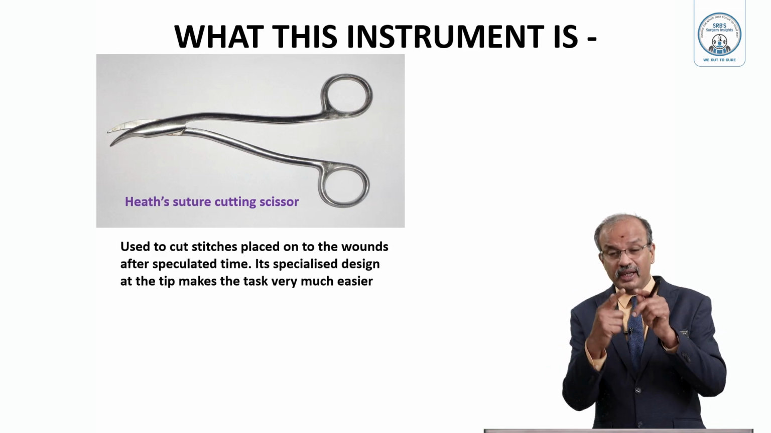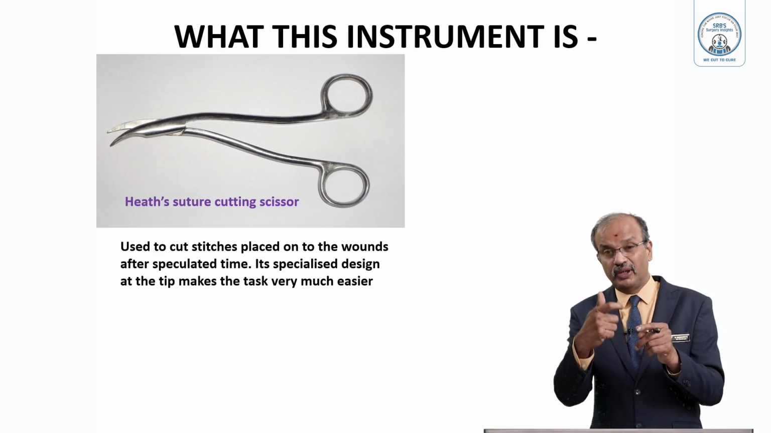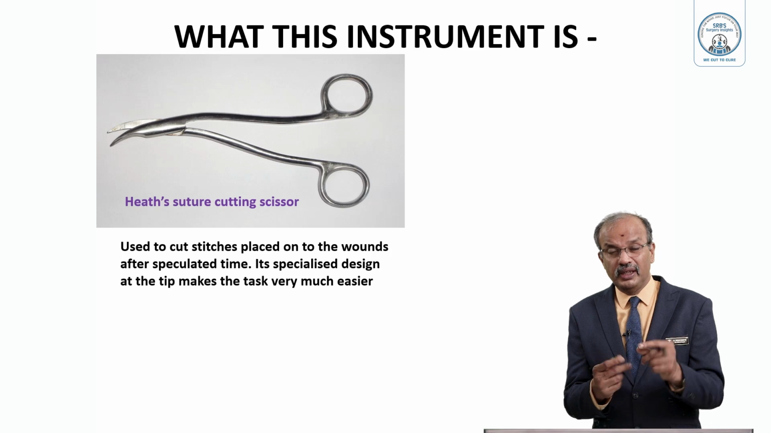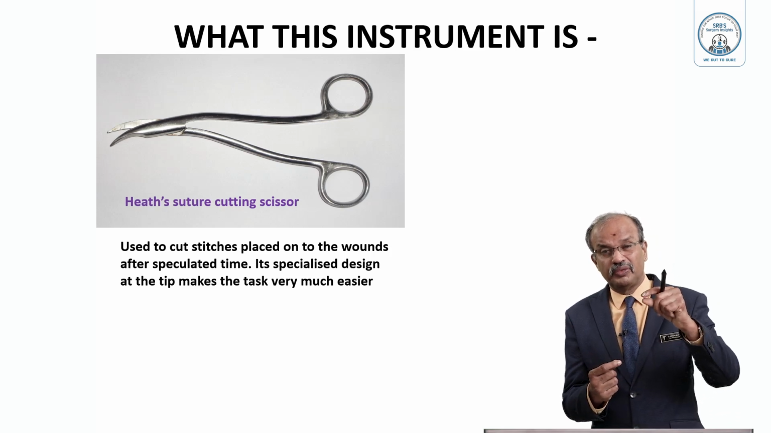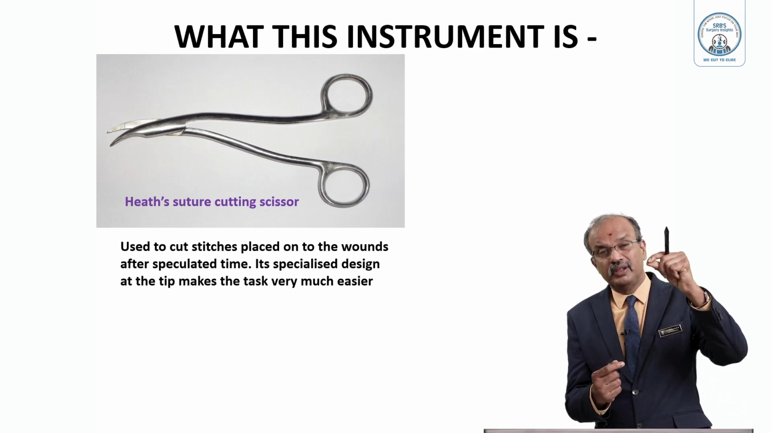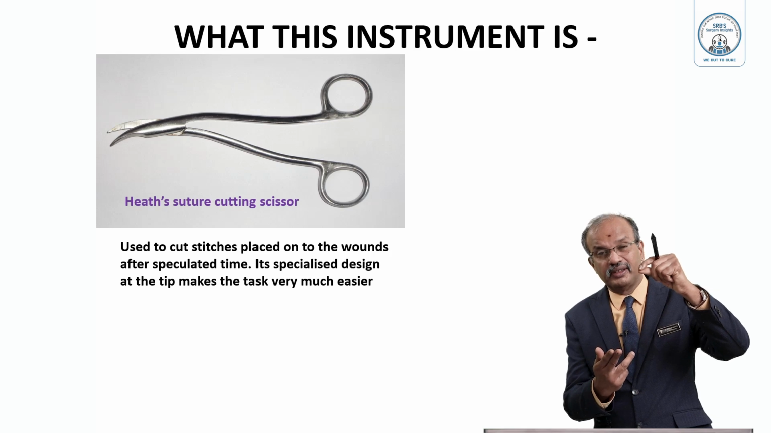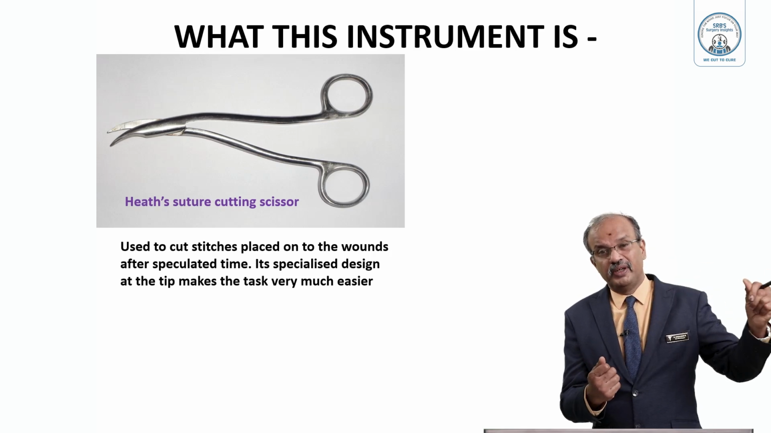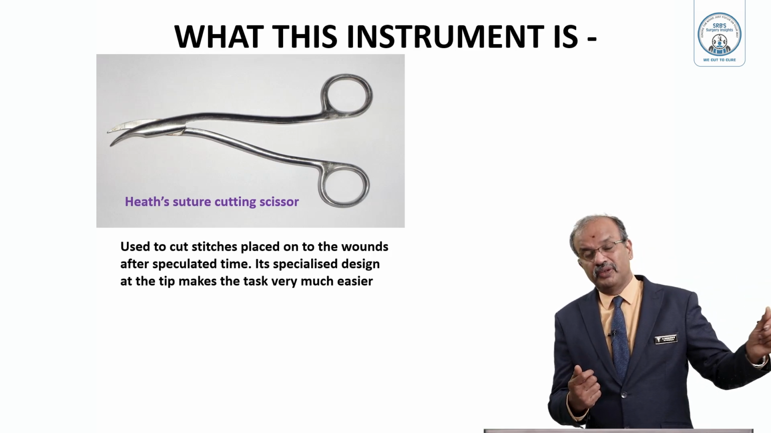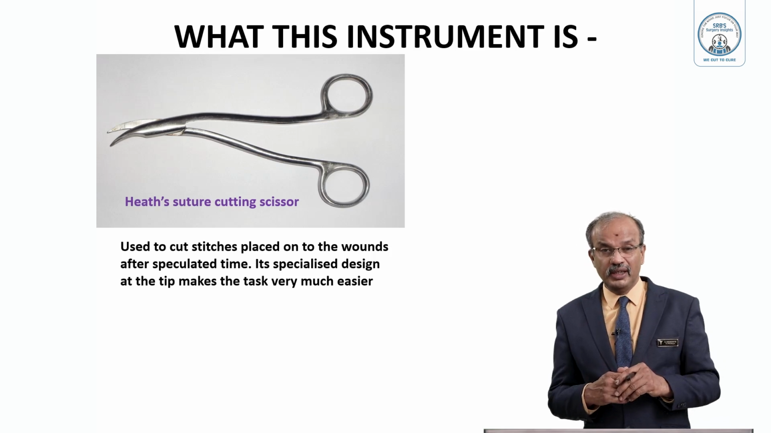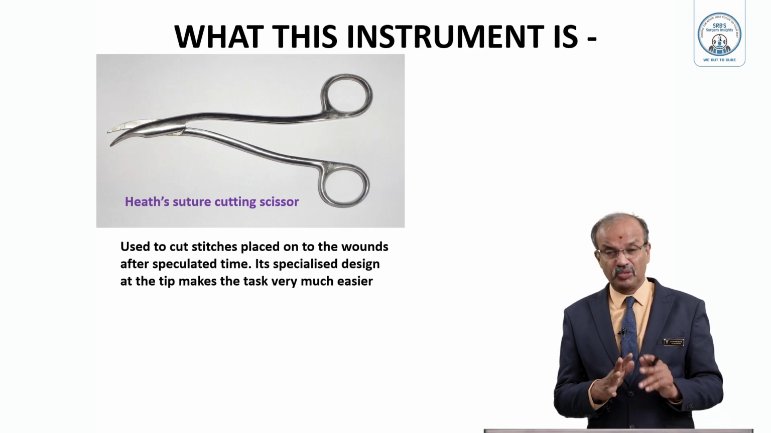through. The tip is very pointed and sharp. With the curve, you can hold it easily, and with an artery forceps or two forceps, you hold the knot, then lift it, then cut the stitch and pull it towards the wound, so that it will be removed easily. So it's very specific for removing stitches.